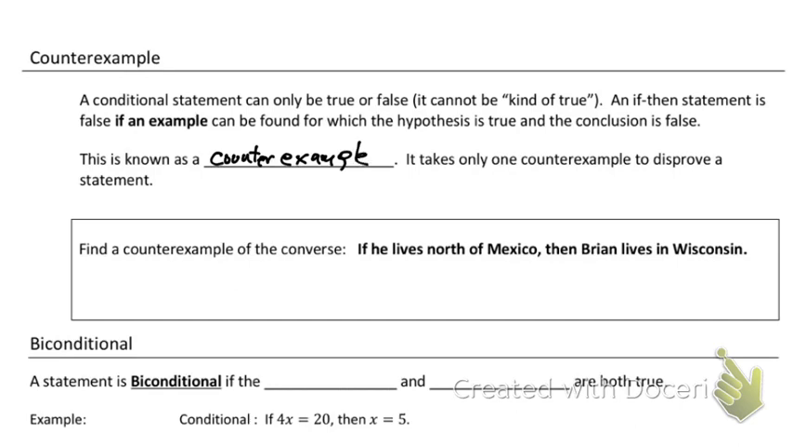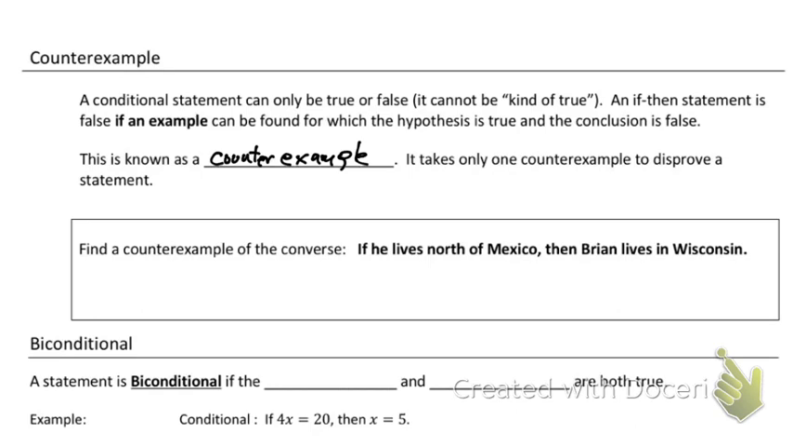Remember, it takes only one counterexample to disprove a statement. So we already disproved this one. We said find a counterexample of the converse: if he lives north of Mexico, then Brian lives in Wisconsin. So we said California. We said Minnesota. I said Canada. I said the North Pole. All of these are counterexamples.